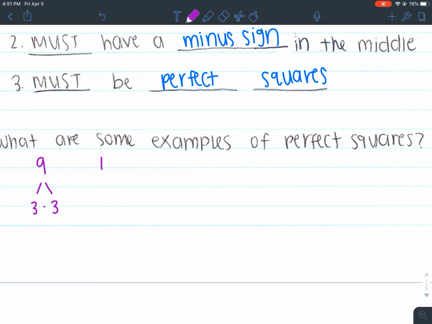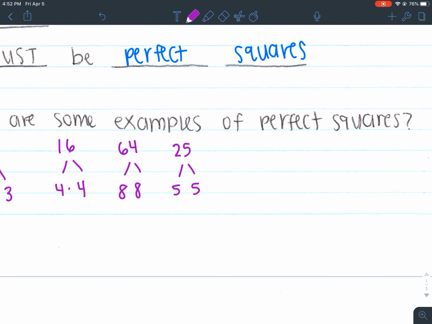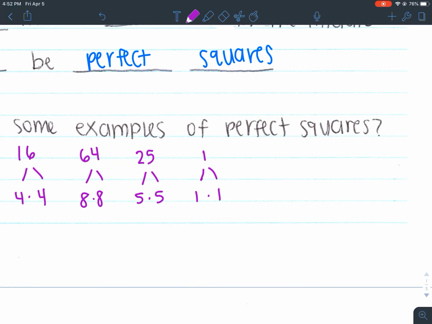Now, 16 is also a perfect square because 4 times 4, right? You can multiply some number by itself to get another number. Okay, what about 64? That's 8 times 8. 25 is 5 times 5, right? So these are all examples of perfect squares. And let me ask you this. Is 1 a perfect square? Yeah, because 1 times 1 gives me 1. So 1 is also a perfect square.